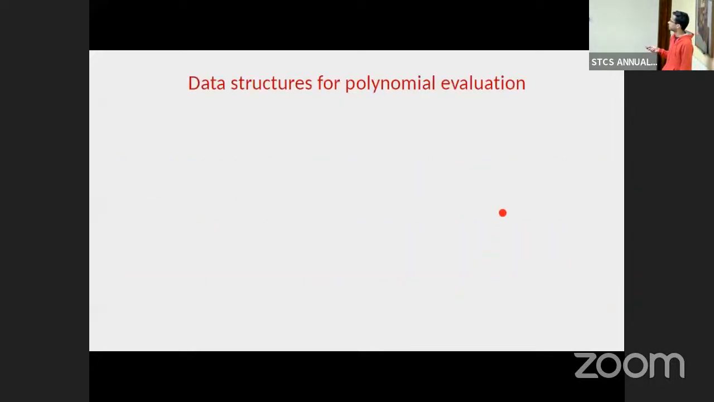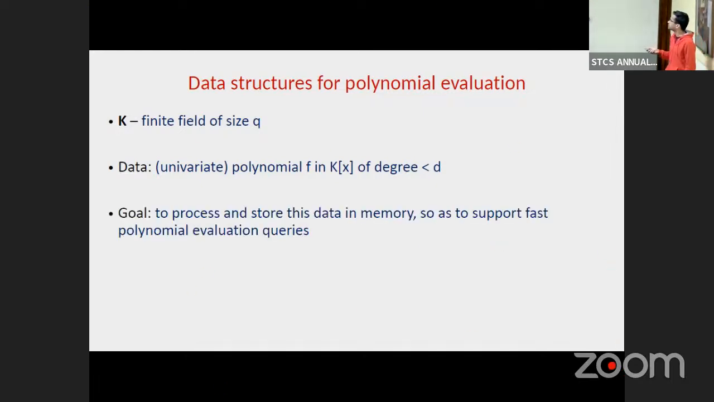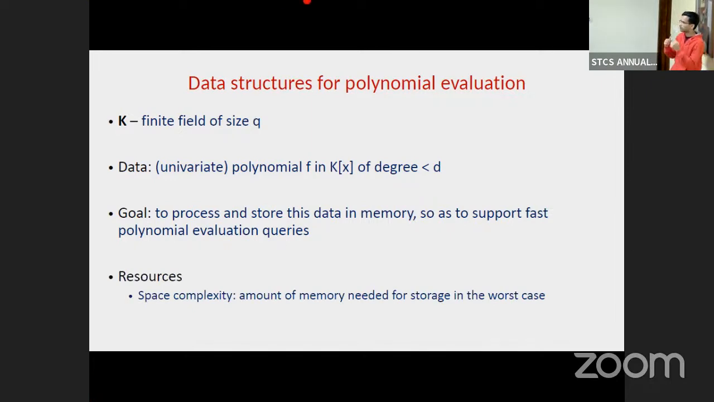So what is the data structure? A data structure for polynomial evaluation is the following. Suppose you have a finite field of size q. Your data is a univariate polynomial f of degree d. You can do computation on your data, you can process it. And what I want from you is to answer evaluation queries. So you process your data, you write something in memory. Now I come up with a field element alpha and I say, I want to compute f(alpha). Does your content in memory help me compute it? So you want to help answer evaluation queries of this kind.